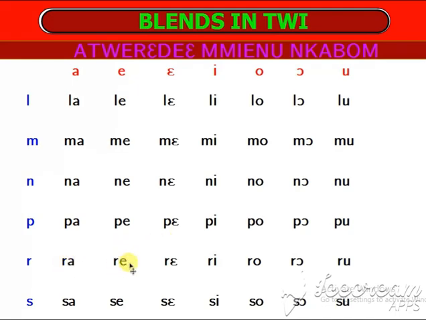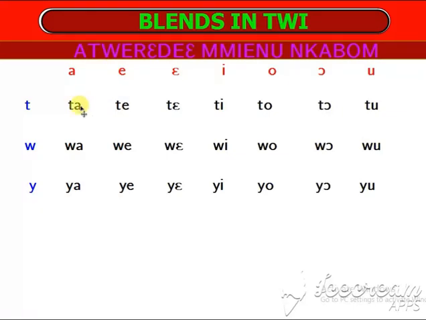Ra, re, ri, ro, ru. Sa, se, si, so, su. Ta, te, tɛ, ti, tɔ, to, tu. Wa, we, wɛ, wi, wɔ, wo, wu. Ya, ye, yɛ, yi, yɔ, yo, yu.